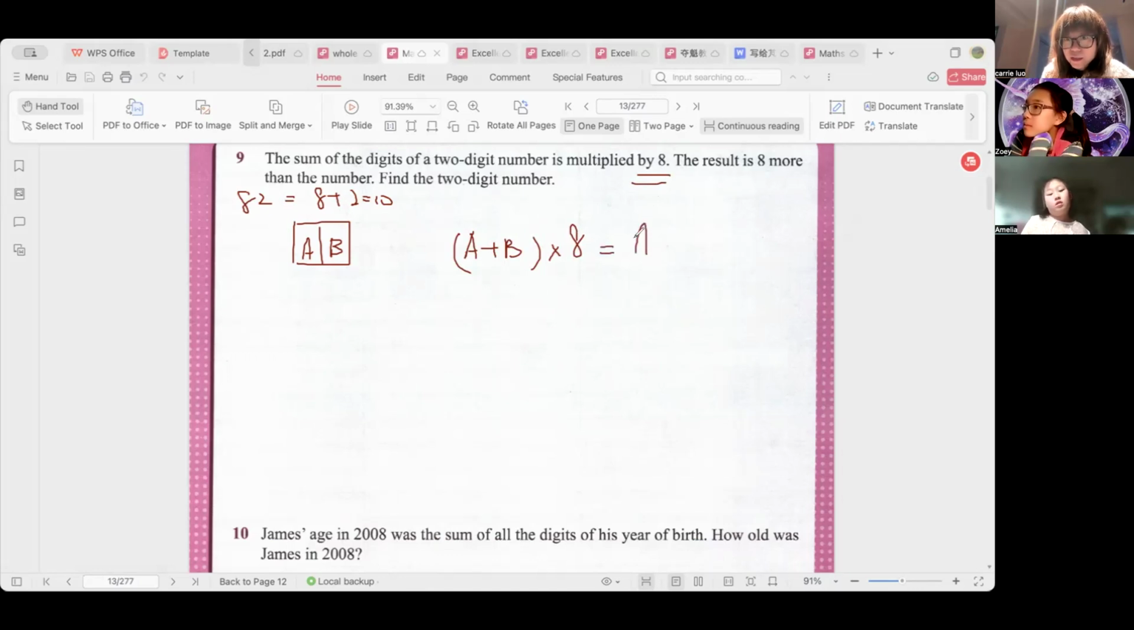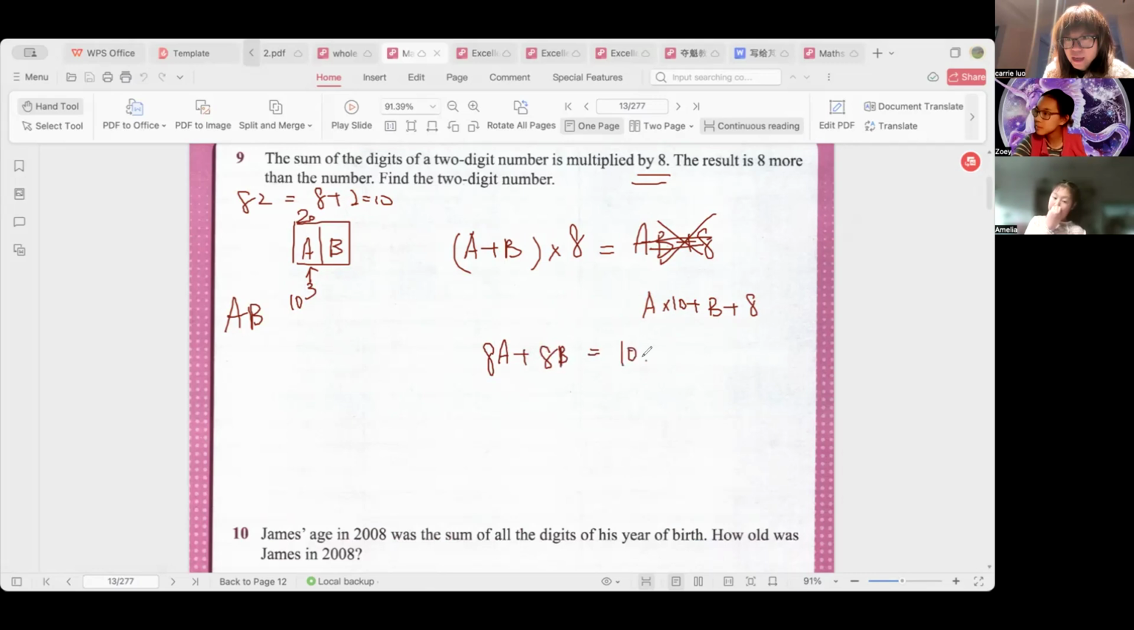So a lot of students say it equals AB plus 8. It's not right. It's A times 10 plus B plus 8. Understand? Why? Because the 8 more than the number is AB, but A stands on the 10th place, correct, Amelia? So the A, for instance, if it is 2, it's not 2, it's 20. If it's 3, it's not 3, it's 30. Understand?